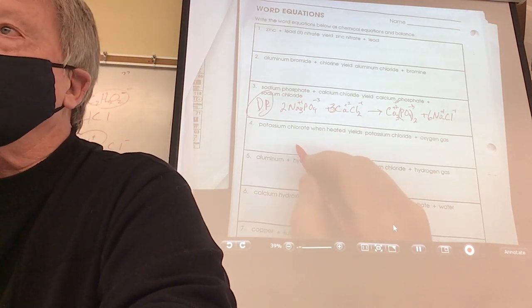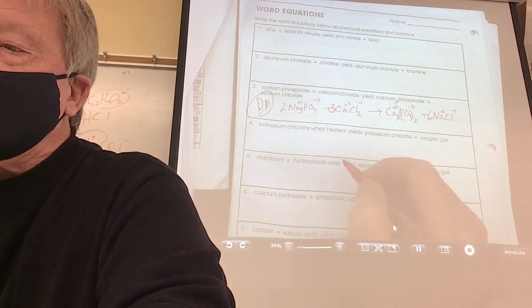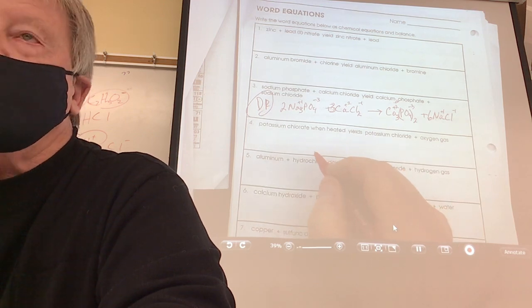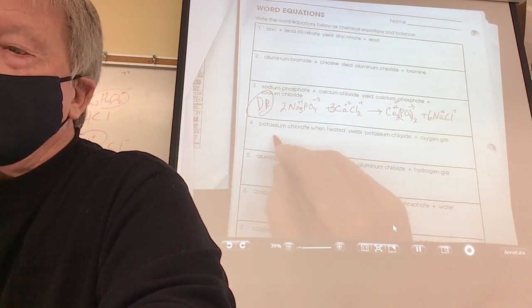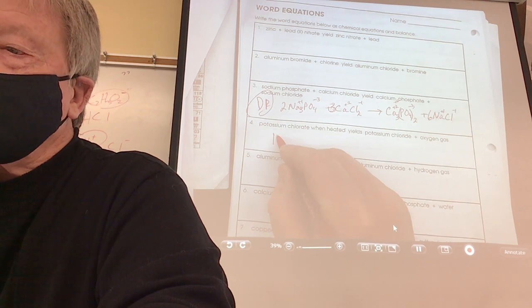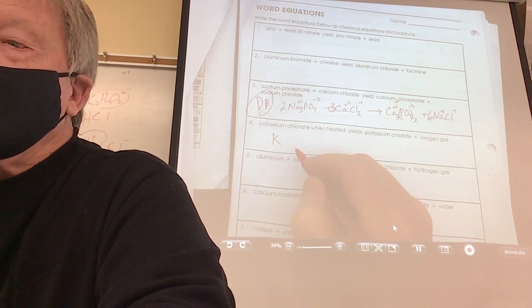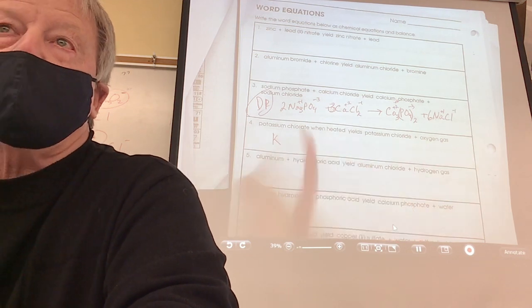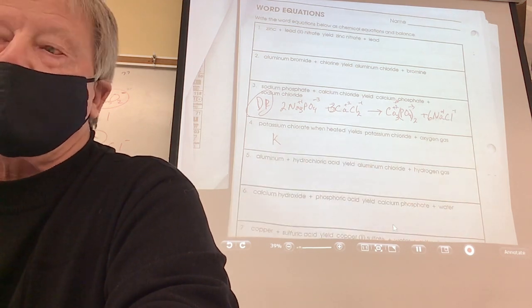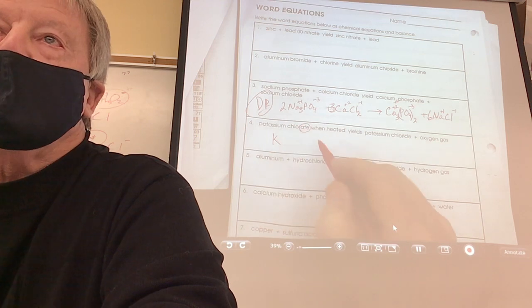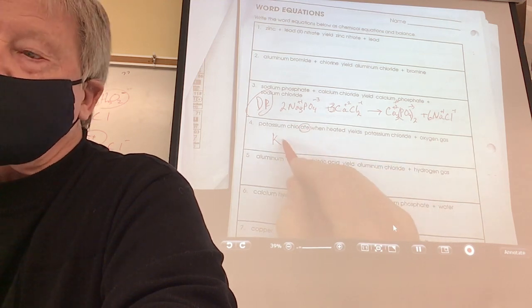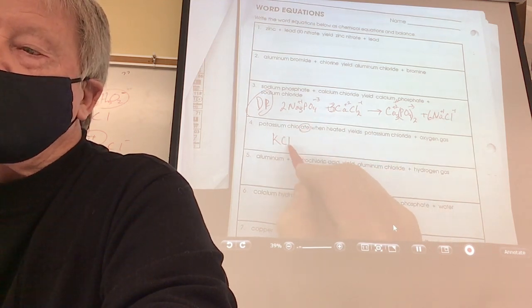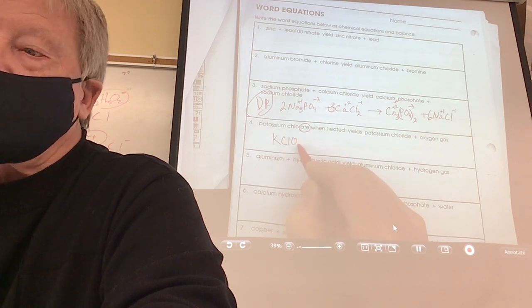Help me out on this one. Who hasn't talked yet? May, you haven't talked yet. How do you do potassium chlorate? That's chloride. If it's only 2 elements, it'd be chloride. But this says chlor what? Okay, that's a polyatomic ion. So do you remember that one? Okay, that's all right. I'll help you.